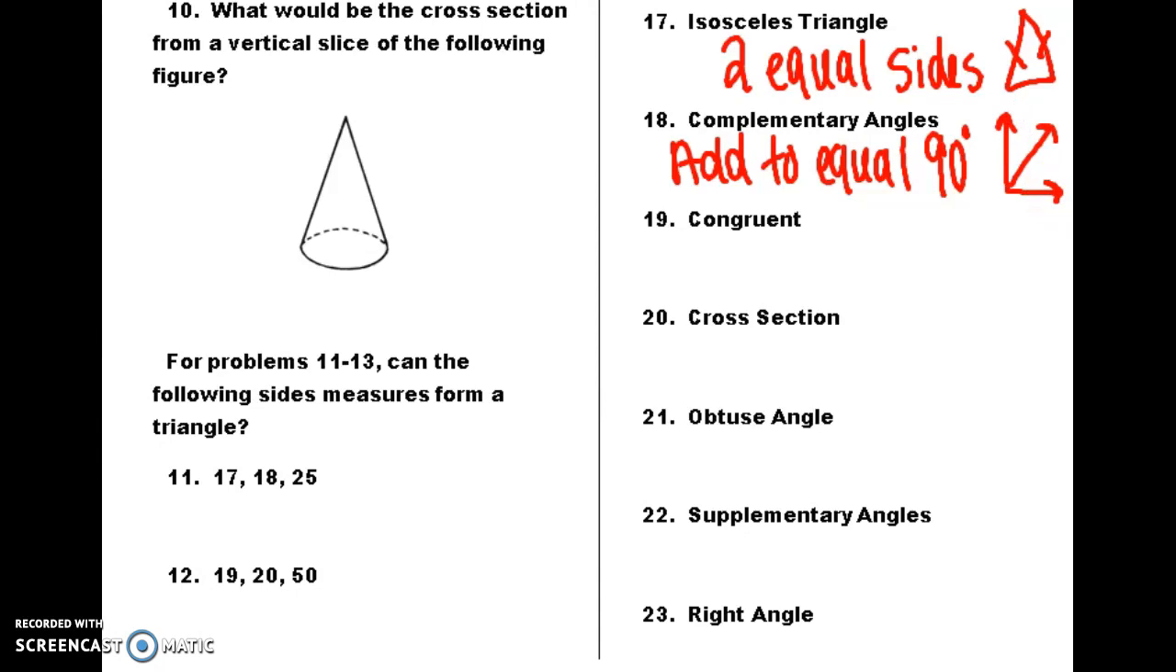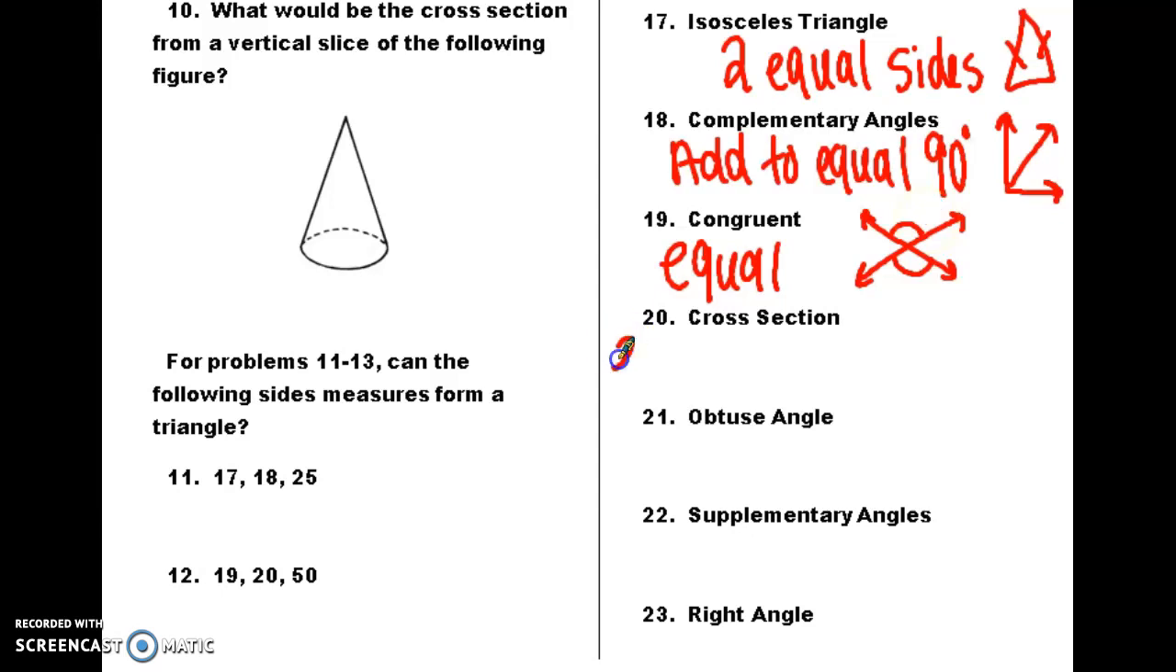Congruent angles, or congruent in general, means equal. Same size, same shape, same value. Vertical angles are congruent. Vertical angles are angles that are across from each other. So these two angles, because they're across from each other and they're vertical, they would be congruent.